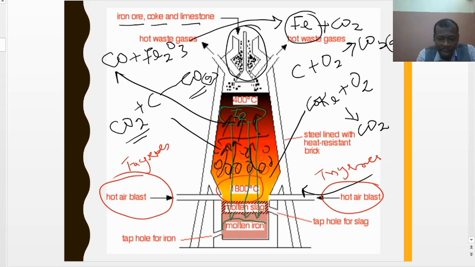When it gets to the bottom of the blast furnace, due to its density, it can be collected through this region. So we have the tap hole for iron, where the iron is going to be collected. So that's how the iron will be collected. However, we have a number of other steps that occur before this extraction is completed.